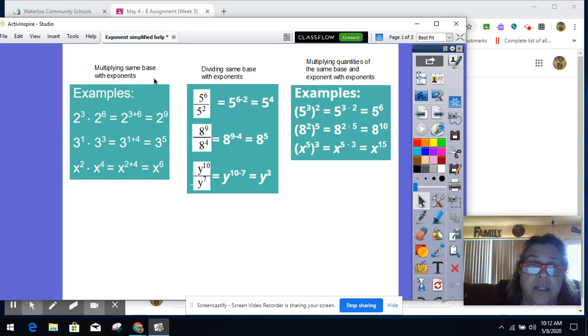So if you look at this as your help sheet, these are the simplified examples when we're multiplying exponents with the same base, dividing the same base with exponents, and then multiplying quantities of the same base and exponent with exponents. So use this as your help sheet. Amen.